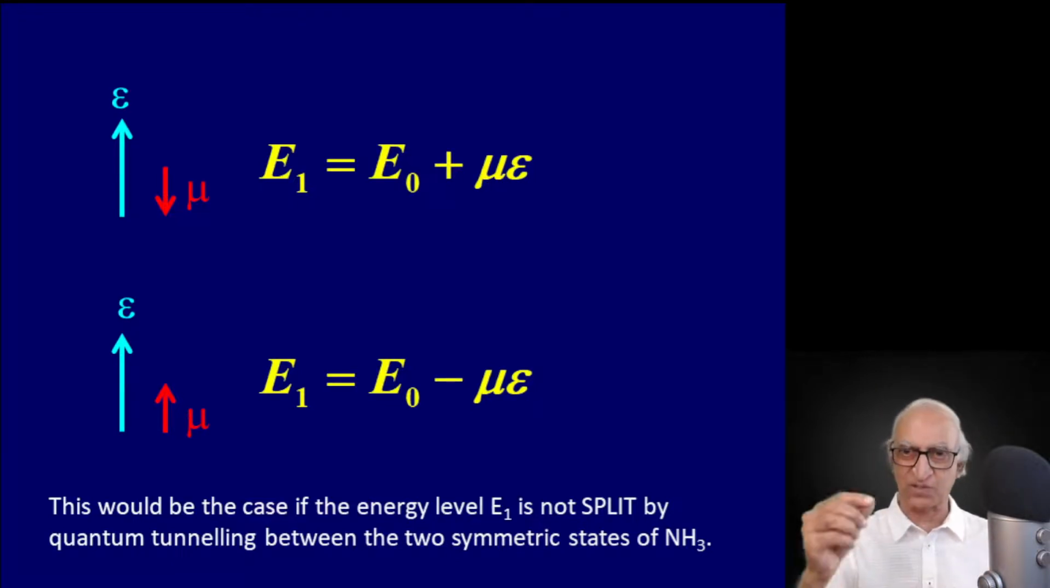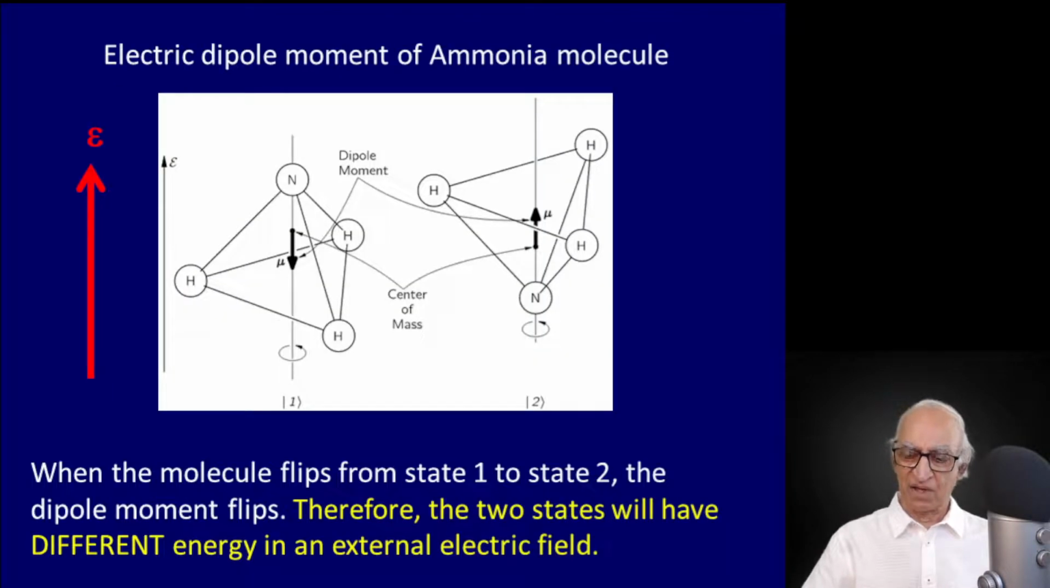And I suggest you work through the algebra, keeping the Feynman lectures next to you. Now, when a molecule flips from state 1 to state 2, nitrogen above the plane, nitrogen below the plane, the dipole moment flips, and therefore these two configurations have different energies in an external electric field. The dipole moment is always pointing from the center of mass towards the plane. Therefore, the dipole moment flips.